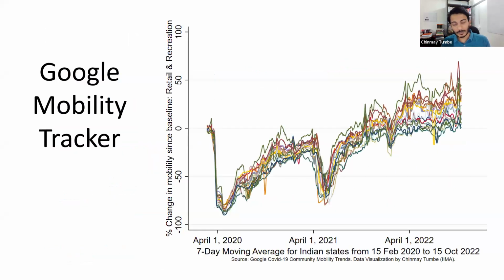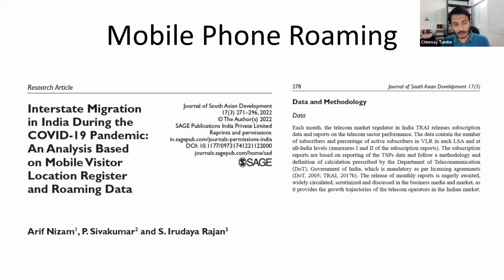a huge challenge. During COVID, of course, we had the Google Mobility Tracker, which is very useful, but this is now being shut down. And researchers are looking at mobile phone data, not at the individual level, but in a very simple way, because we have roaming attached to the telecom body of India, which actually gives you monthly data on how many people move from Delhi to UP or how many people move between different states. So this has been used by researchers of late. I'm going to skip these slides.